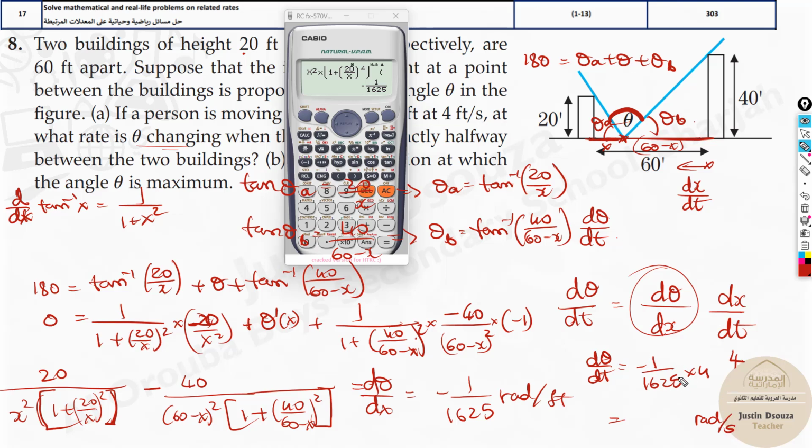Now that will be 4 times 1 by 4 minus 4 by 625. We can just multiply over here by 4. The answer is this. It's 0.00246. Okay, I'll just write it out over here. It'll be 0.0025. I'll write that is theta dash with respect to time. You can see radian per second. That's how we solve the first part.